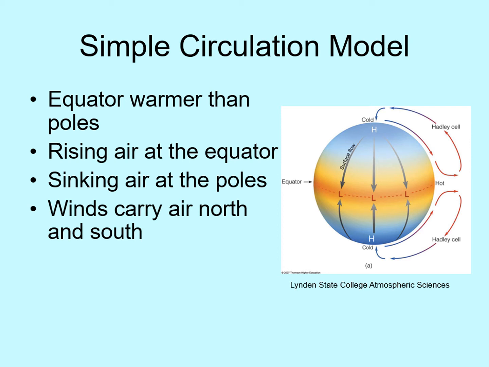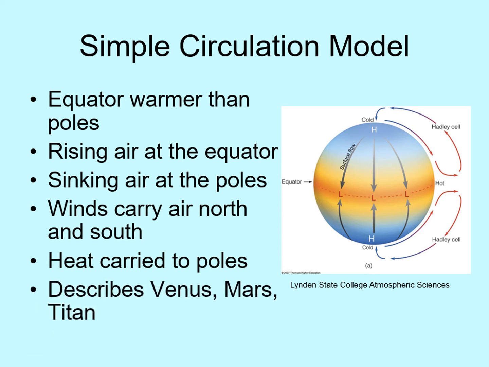This not only carries air back and forth from the poles to the equator, it also carries heat from the equator to the poles, keeping the poles from getting as cold as you would expect just from the amount of sunlight they receive. This simple model is actually a very good description of how heat flows in some atmospheres, like those of Venus, Mars, and Saturn's moon Titan. However, it doesn't work for the Earth or for the Jovian planets, so we need to look at why.